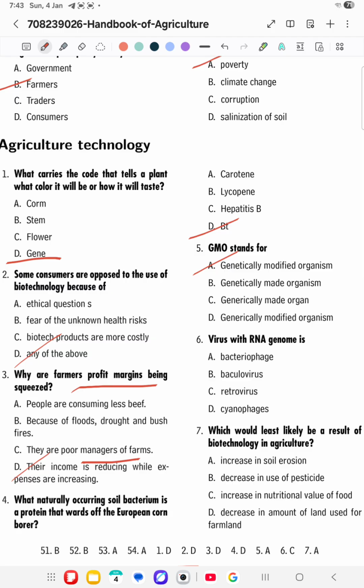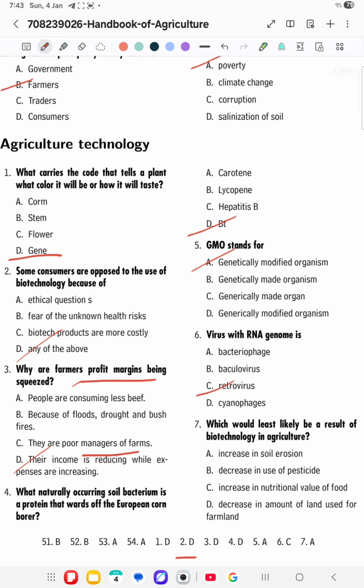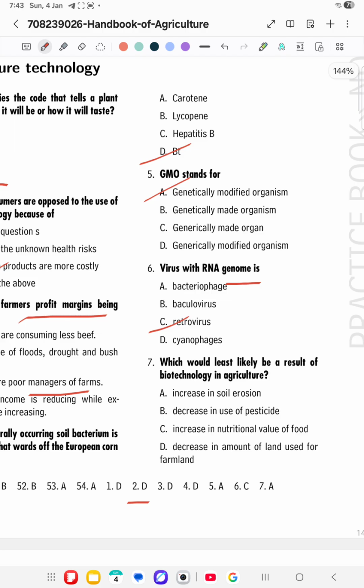Virus with RNA genome is retrovirus, bacteriophage, baculovirus, cyanophage. I think retrovirus, C for question 6. Yes. Bacteriophage has DNA. But what are the other things? I'll check.